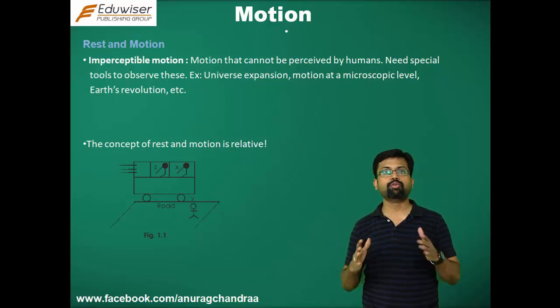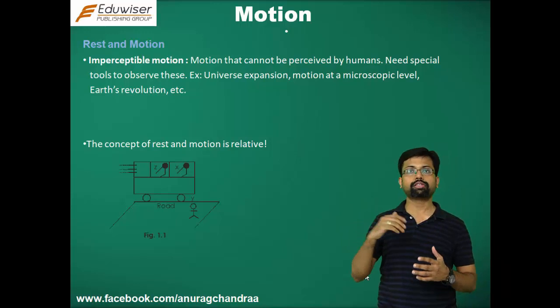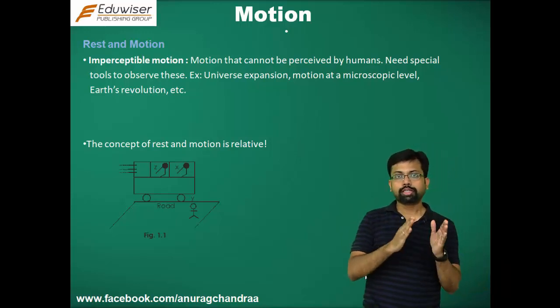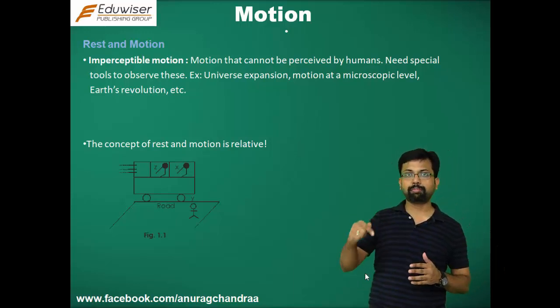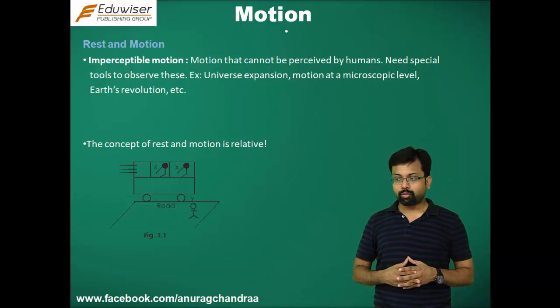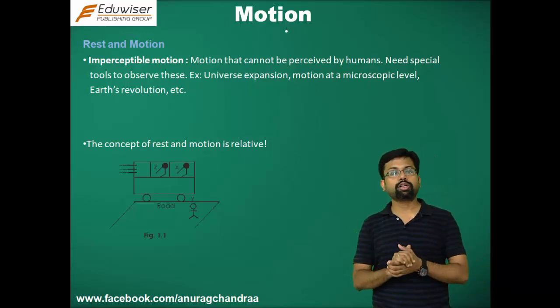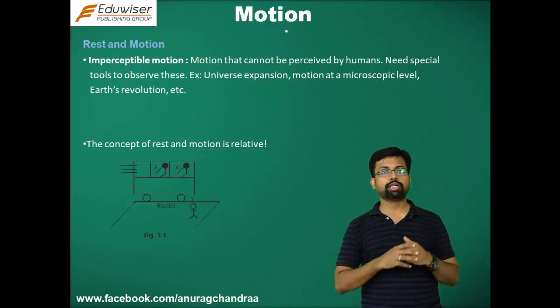Anything that is not moving is said to be at rest, and anything that you can see is moving is called a body in motion. So that is the layman difference between rest and motion. But if you delve deeper into this, you will find many anomalies. For example, when I see something moving, I call it a body in motion. What about the earth? Isn't it moving around the sun?